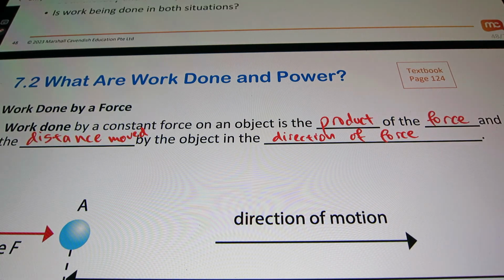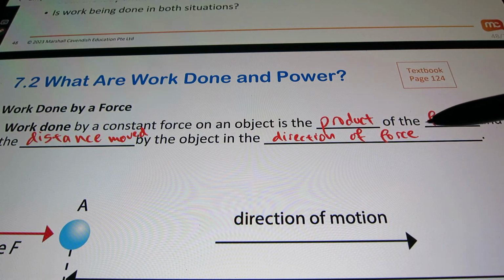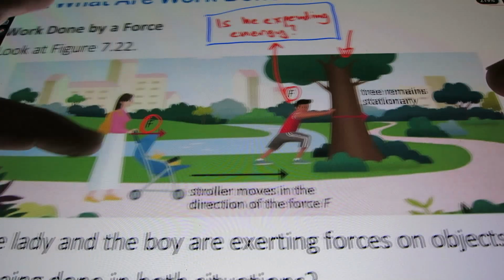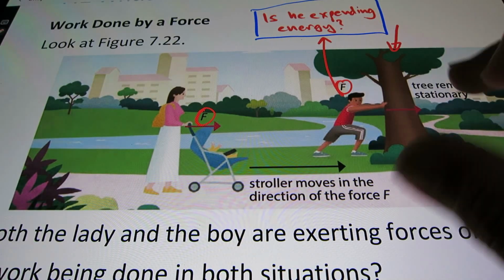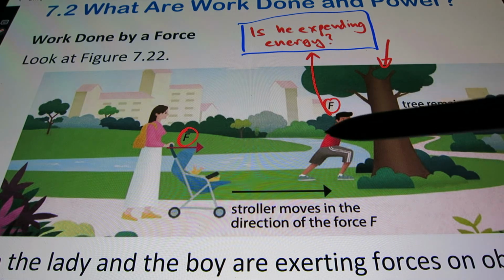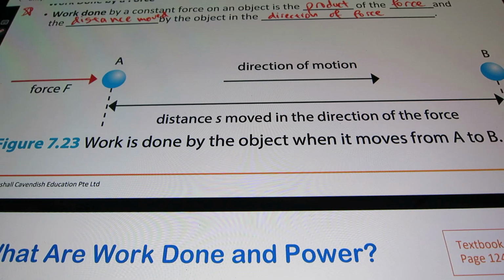So when I apply a force and the object moves, and it moves in the same direction as the force, then I would say there is work being done. If the object doesn't move, then there's no work being done. So if I look at this, I will say yes, the lady is doing work, but the guy here is not doing work. But then you think about it, isn't he expending energy? He's using up energy, right? So we'll discuss this a little bit more later.